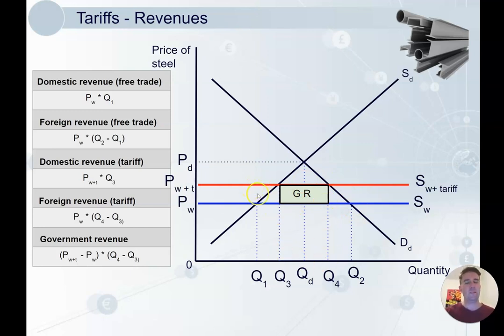Right? Some people make the mistake of saying, well, we were importing Q1 to Q2, so if you put a tax on that, it's going to be the tax times those original imports. Forgetting, of course, that you put a tax on, people buy less of it. So you've got to remember that people will buy less of it, Q3 to Q4 now. Okay.